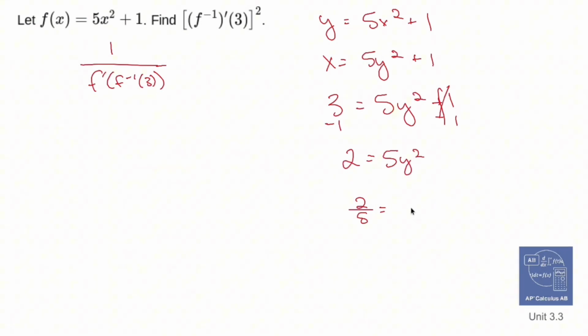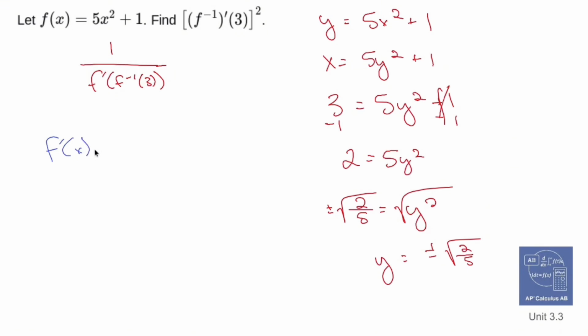But one of my possible options is going to be positive root 2 over 5. All right, so I'm going to go with that. So why don't I take the derivative? Why don't I take the derivative of f so I can use this? So the derivative of f is going to be just 10x.